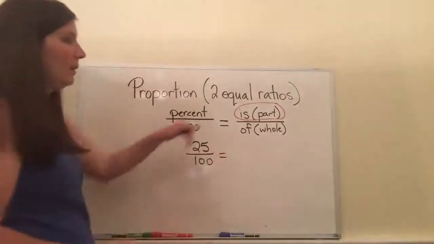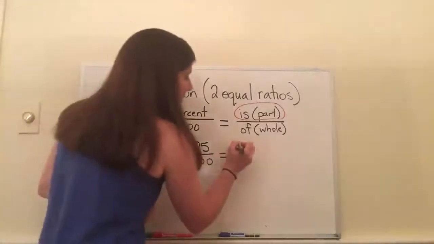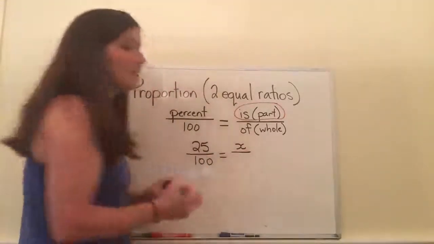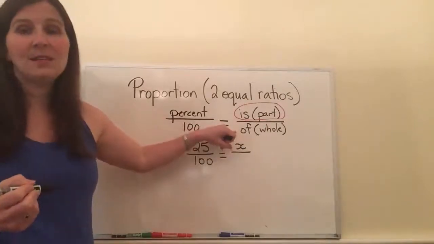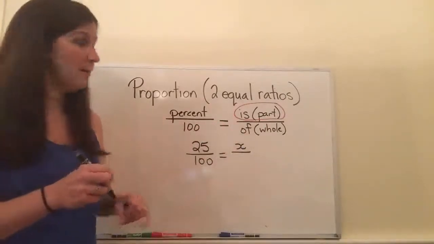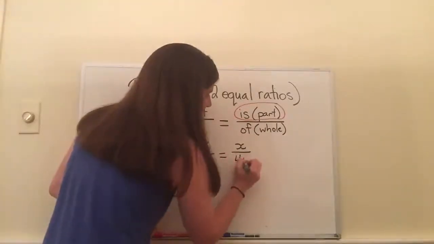Equals, we don't know what the "is" equals yet, so we're going to put an x instead of "is." Then it says 25% of 40. So instead of "of," I'm going to substitute 40.